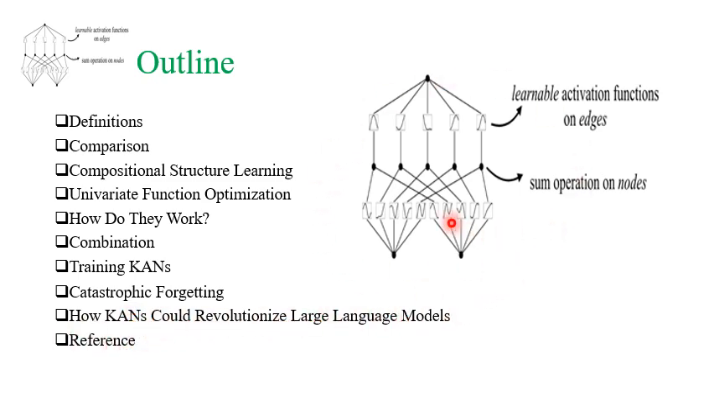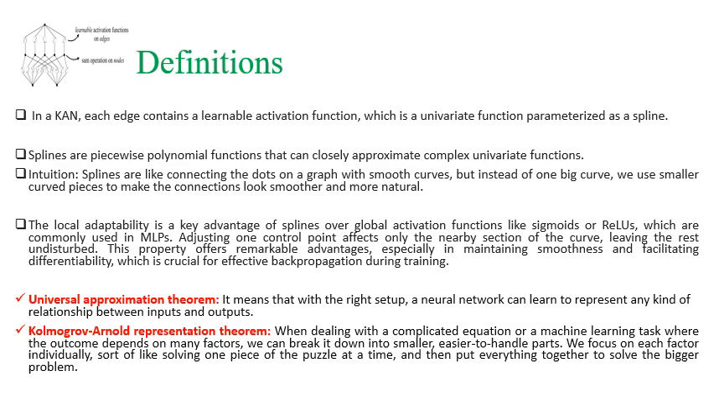Here you see a structure of the Kolmogorov-Arnold network. You see that in comparison to multi-layer perceptron, we have a learnable activation function on each edge. Definition, as you can see also here in KAN, each edge contains a learnable activation function, which is a univariate function parameterized as a spline. But what is a spline? Splines are piecewise polynomial functions that can closely approximate complex univariate functions.